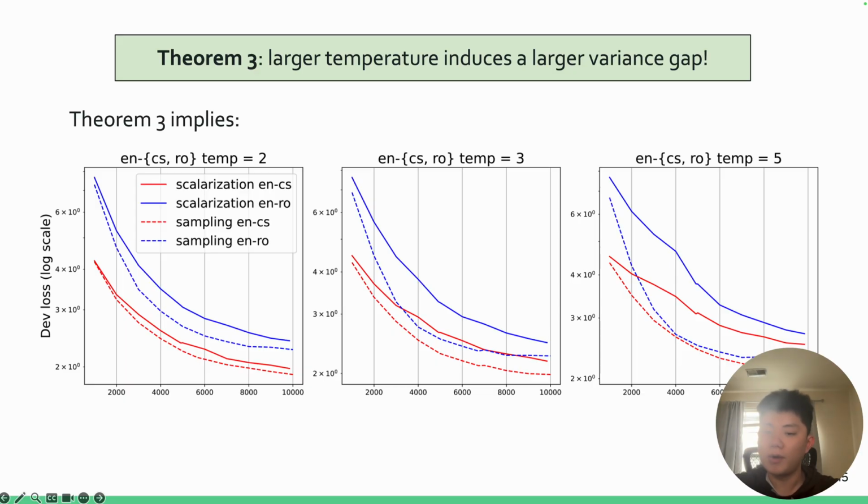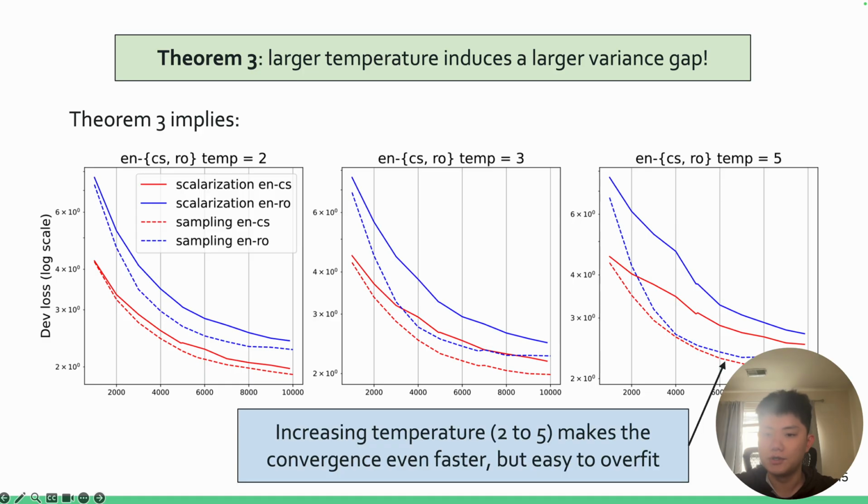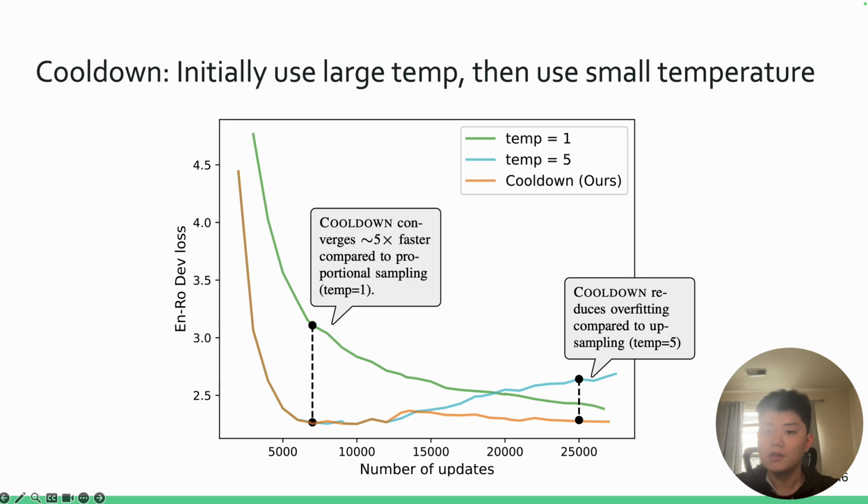However, there's a drawback of using too large of a temperature. Due to heavy oversampling of the low-resource languages, in this case Romanian, it makes the model easily overfit this domain at higher temperatures. Thus, we propose cooldown. Initially, we want to use a larger temperature, then we decrease the temperature to a small one to prevent the overfitting.